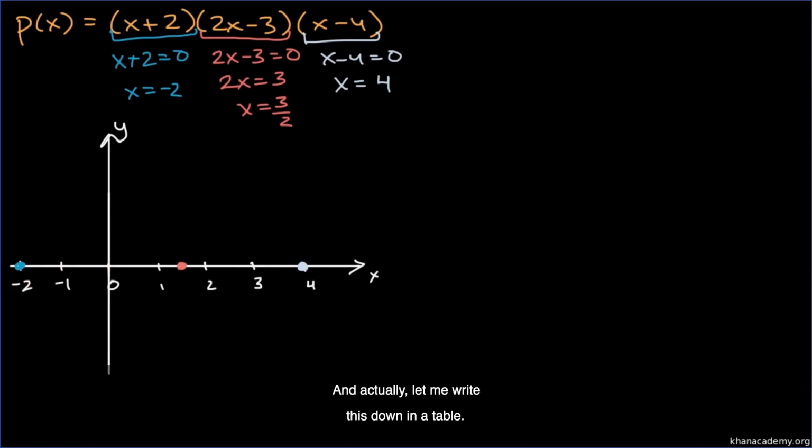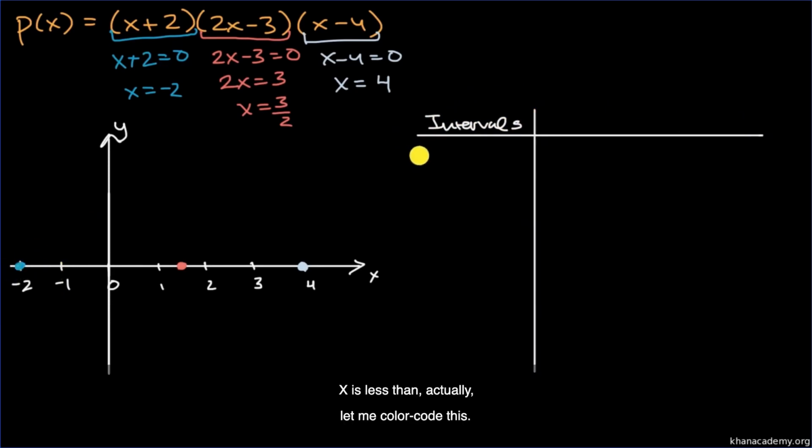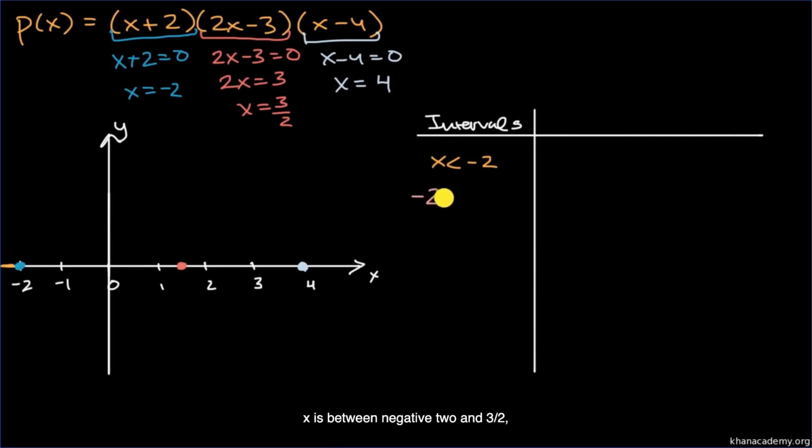And actually, let me write this down in a table. So the intervals over which, and this is really between consecutive zeros, intervals to consider. I'll draw a little table here. So you have x is less than -2. That's one interval. Actually, let me color code this. The interval for x less than -2 is this yellow that I drew at the extreme left there. We could have an interval where x is between -2 and 3/2. So -2 is less than x is less than 3/2. That would be this interval right over here.